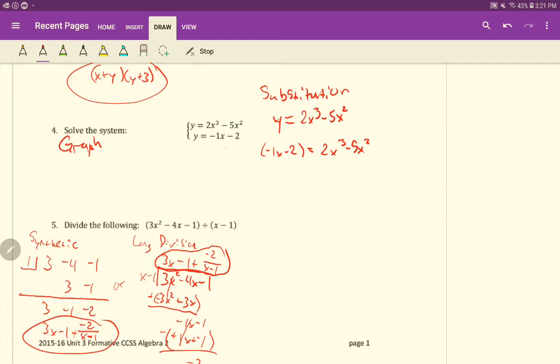Okay, just like so. And now to solve a polynomial equation, typically we want it to be equal to 0, right? So we can try and factor and stuff like that. So I'm going to add the 1x over here. I'll add the 2 over to both sides so that we get equal to 0. And so we'll have 0 equals 2x to the third minus 5x squared plus 1x plus 2.